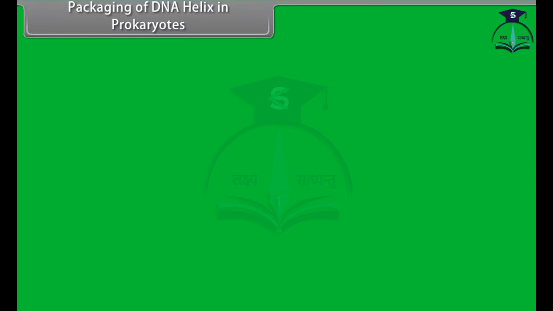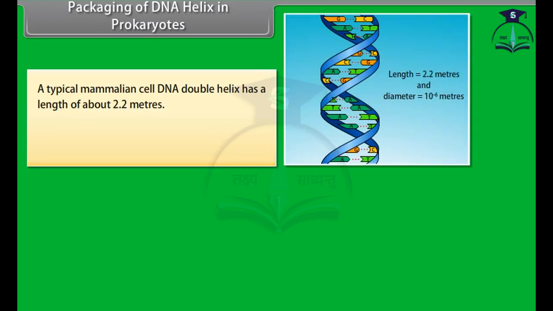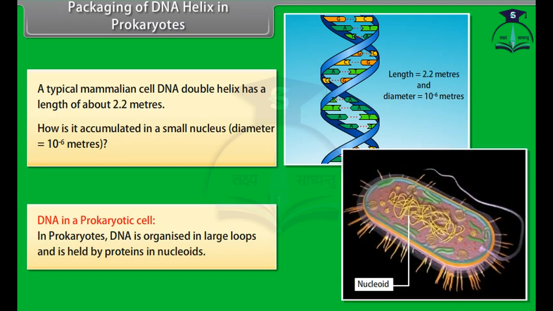Packaging of DNA helix in prokaryotes. A typical mammalian cell DNA double helix has a length of about 2.2 meters. How is it accommodated in a small nucleus? In prokaryotes, DNA is organized in large loops and is held by proteins in nucleoids.